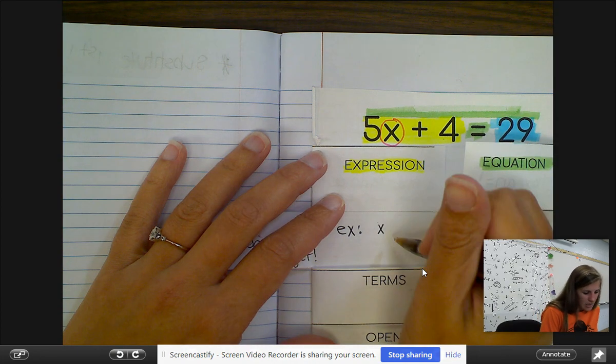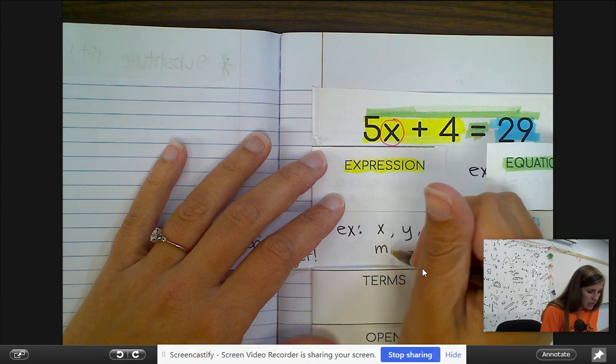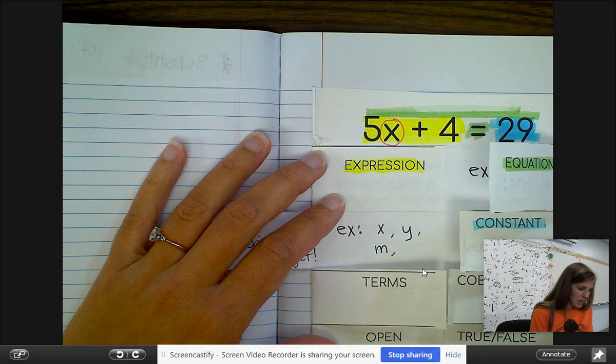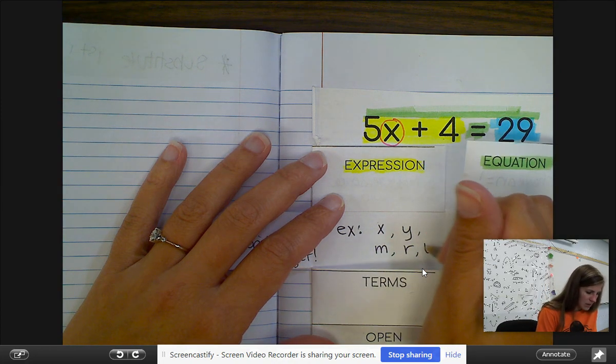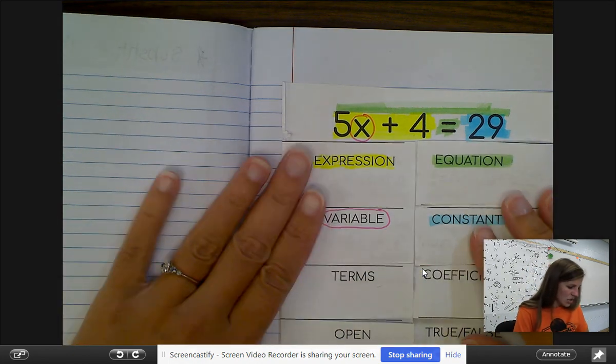So it could be X, it could be Y, it could be any letter that you like. I usually like to use M for Miss Sarah, but R, T. Sometimes we use T for time. All those are good. Okay, just a number I don't know yet.